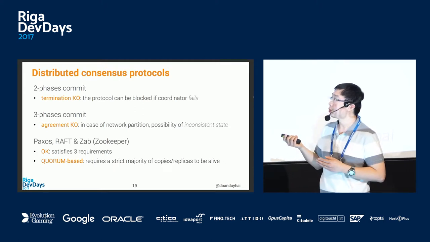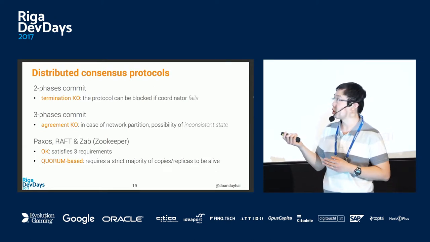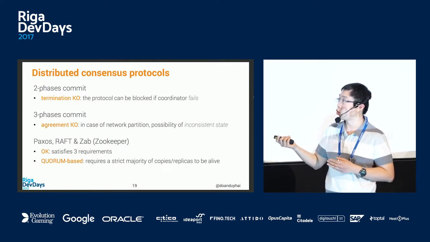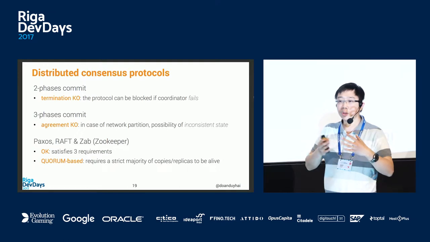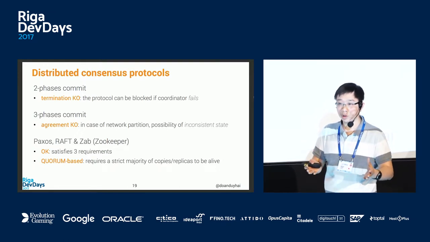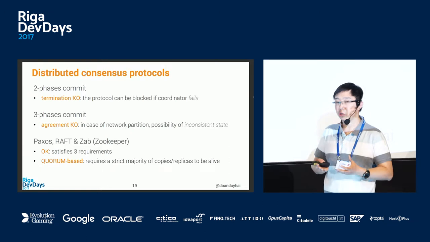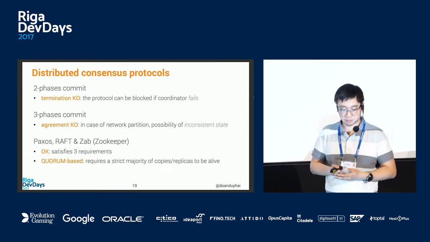And finally, we have some very well-known protocols in distributed systems: Paxos, Raft, and ZAB, used by Zookeeper. Those three protocols all satisfy the three requirements, and they are based on a quorum, which means that they require a strict majority of machines to be alive in order to finish. If more than the majority of your machines are offline, the protocol will never finish, or will fail.